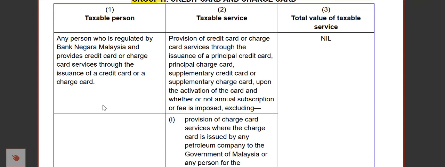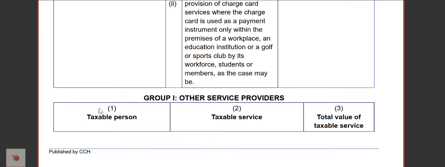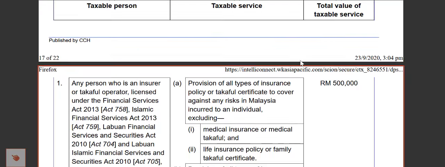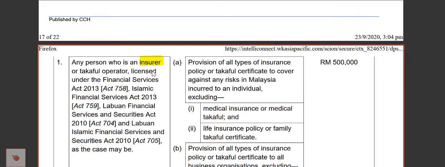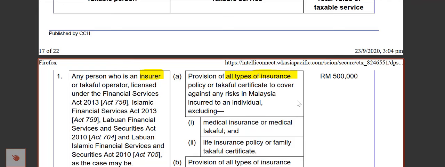Now credit card is a taxable service, but the rate of credit card is different. Okay, I'll come to that later. Now group I is the rest of the provider. Now they say that insurance is a taxable person, so if you provide insurance, you are taxable. But how do you know what service is taxable? They say all types of insurance.